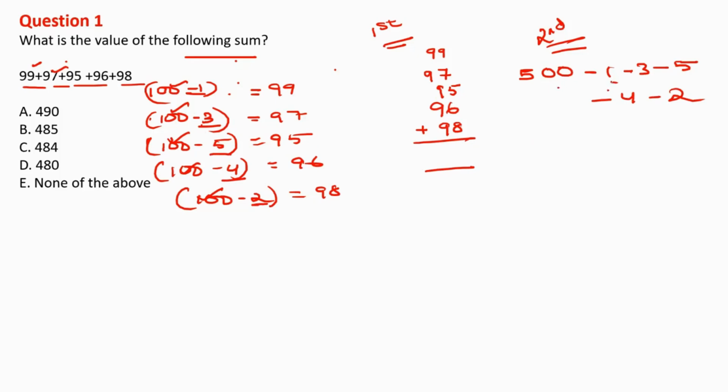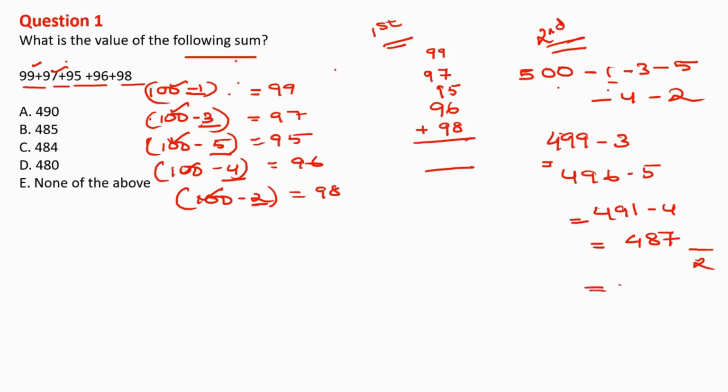So 500 minus 1 is 499. Minus 3 gives you 496. Minus 5 gives you 491. Minus 4 gives you 487, and finally minus 2 gives you 485. So that's our answer. The first method and the second method both will give us the answer.